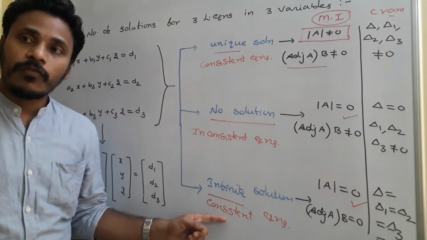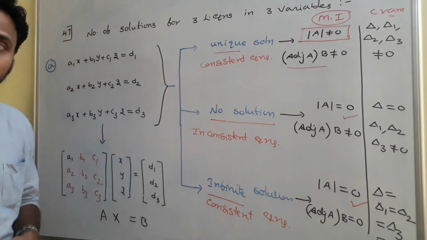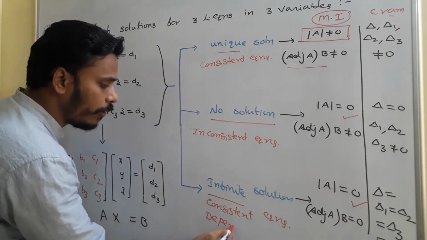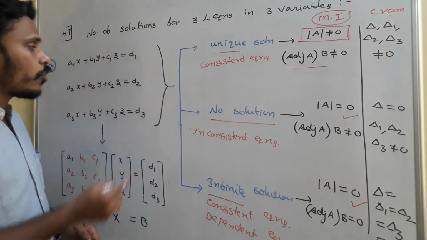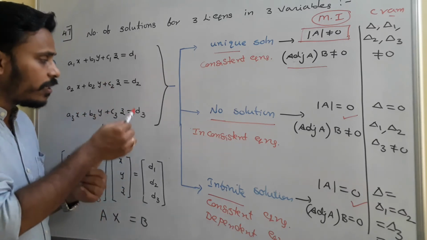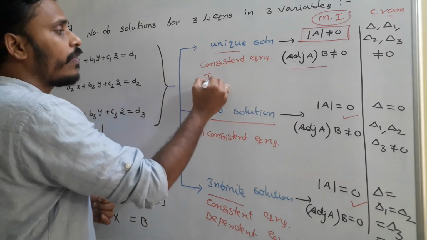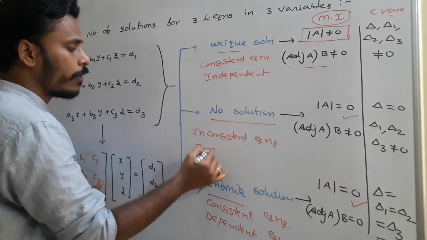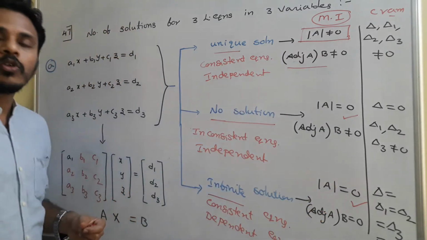Whereas if the system of equations has infinite solutions, then in this case we say that the equations are dependent equations. Already I mentioned it for the 2 by 2. If the system of equations has infinite solutions, in that case we also call these equations dependent. Why? Because one equation will surely depend on the other, and that's why we call them dependent equations. In the remaining two cases we call them independent equations. Okay, so we need to memorize all these terminologies as well as these restrictions to solve the problems.